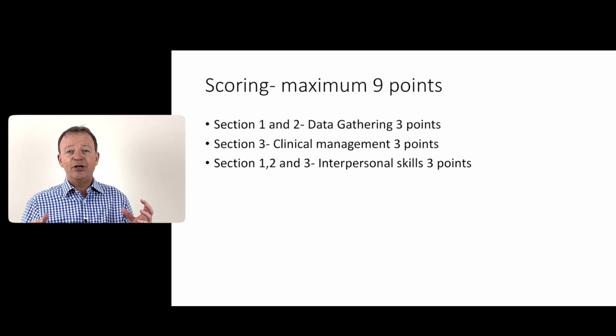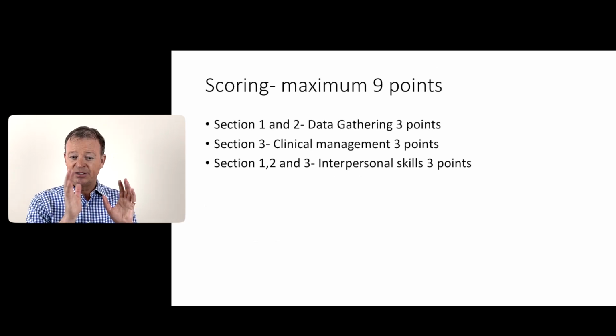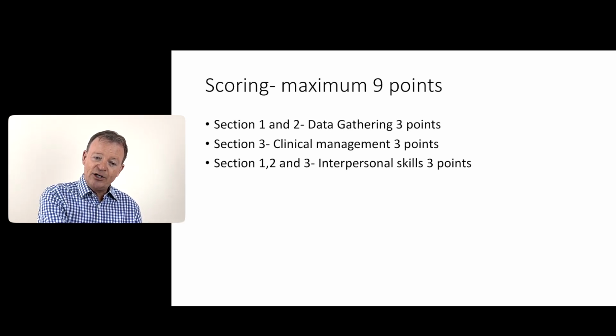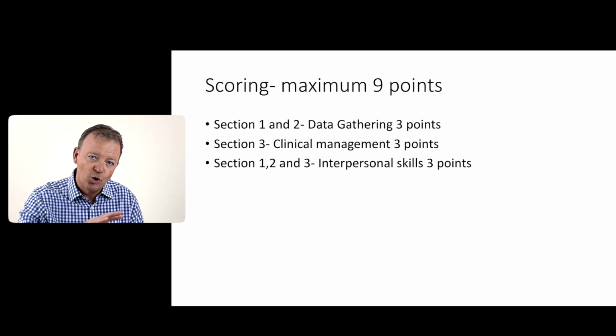So section 1 and 2, which is your opening gambit, taking the history, excluding serious illness, is where you get your 3 points in data gathering. Your clinical management is section 3, and then interpersonal skills come all the way through.